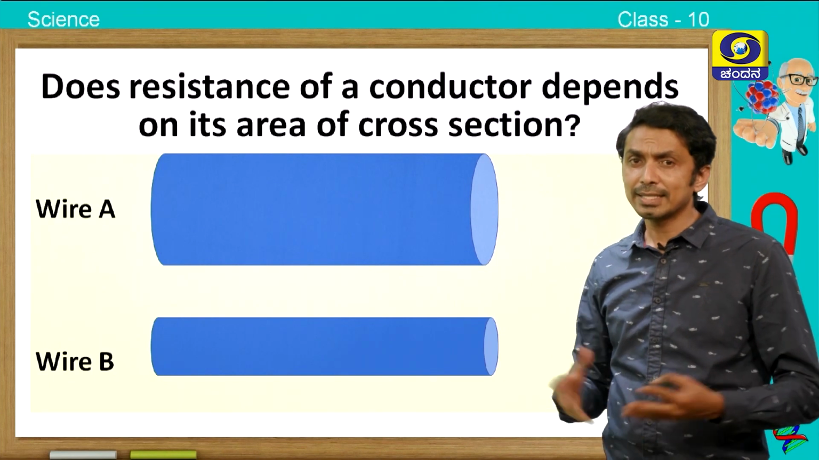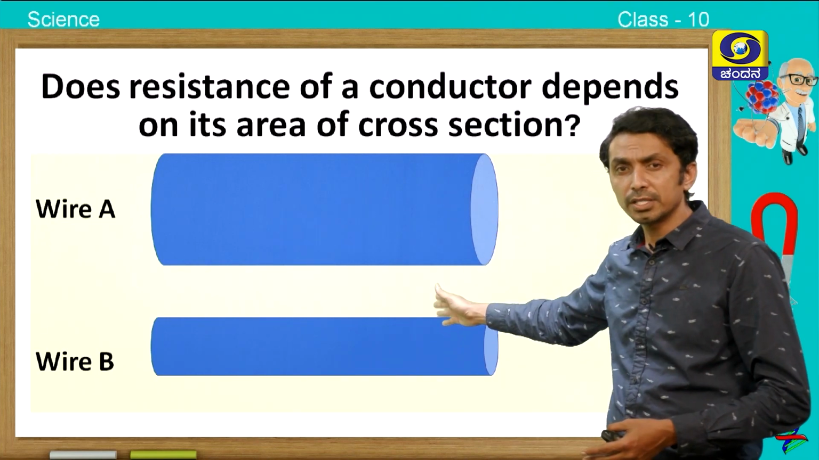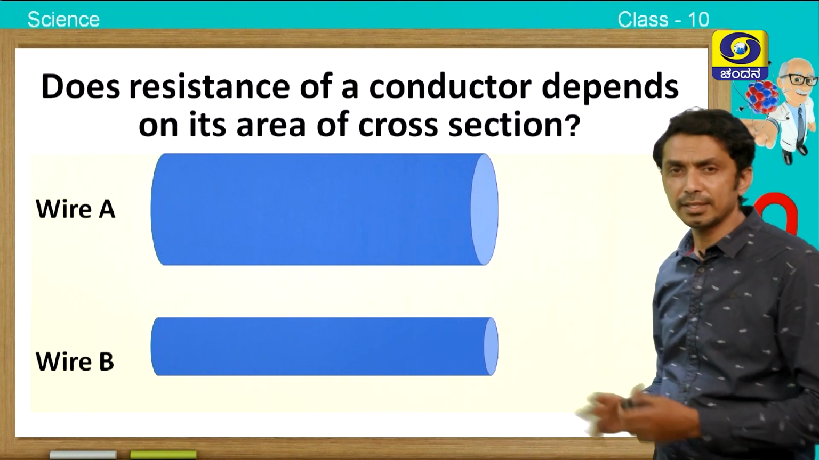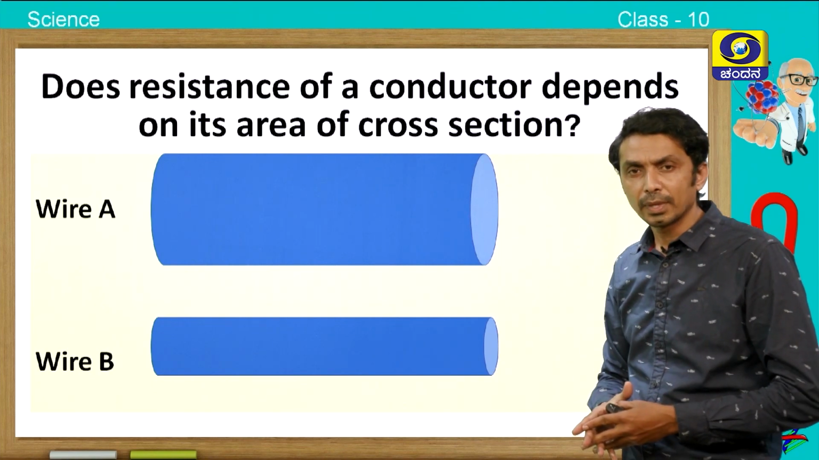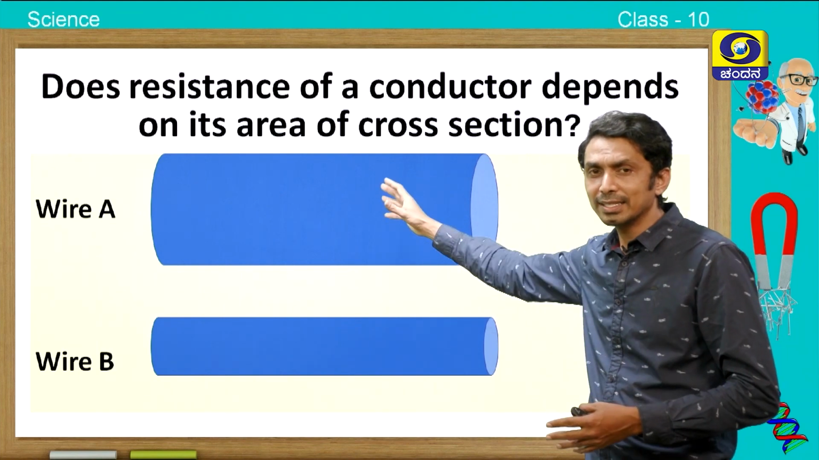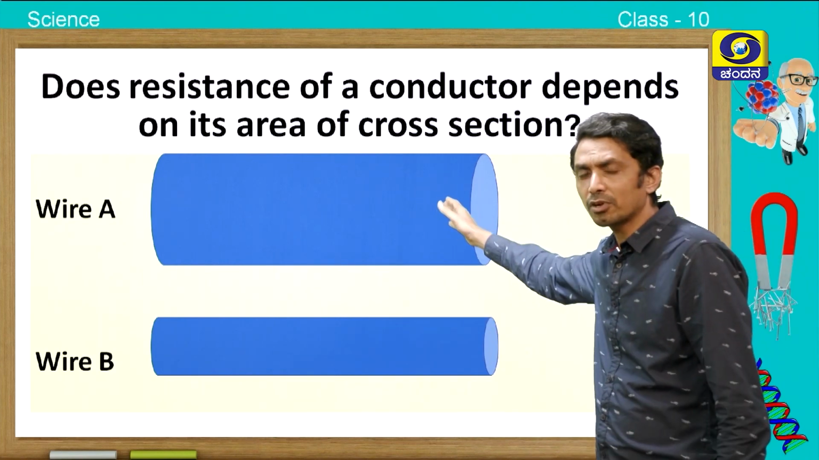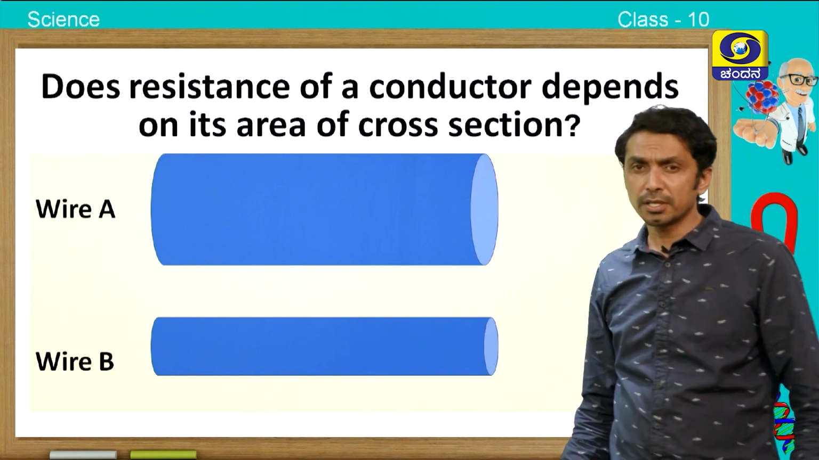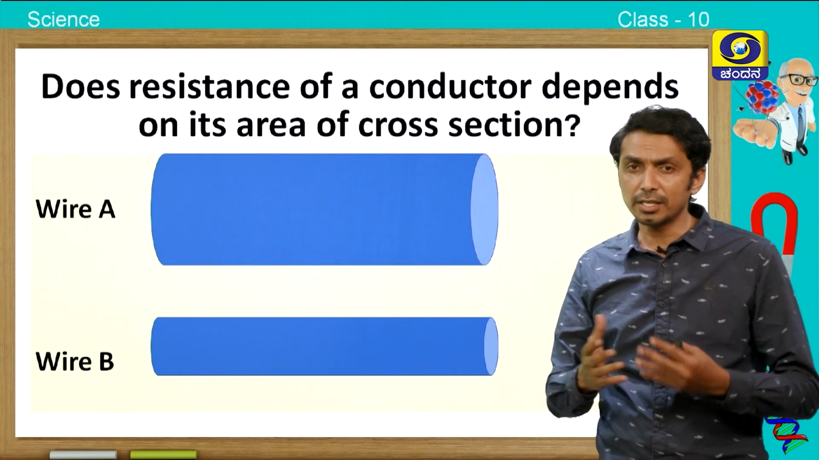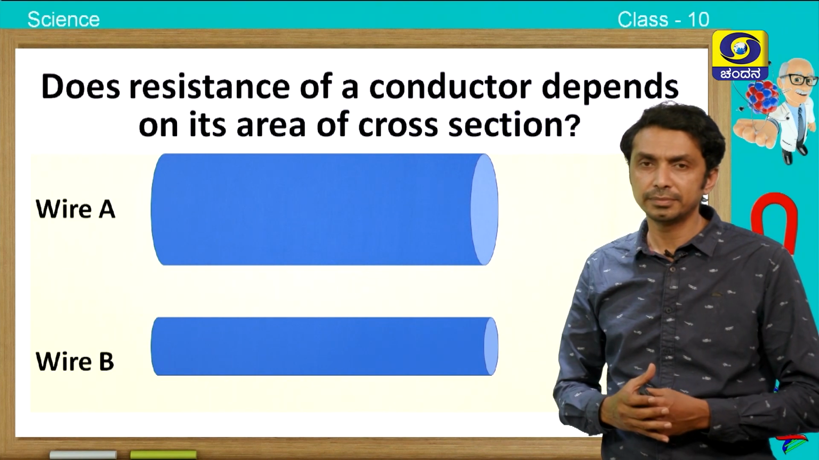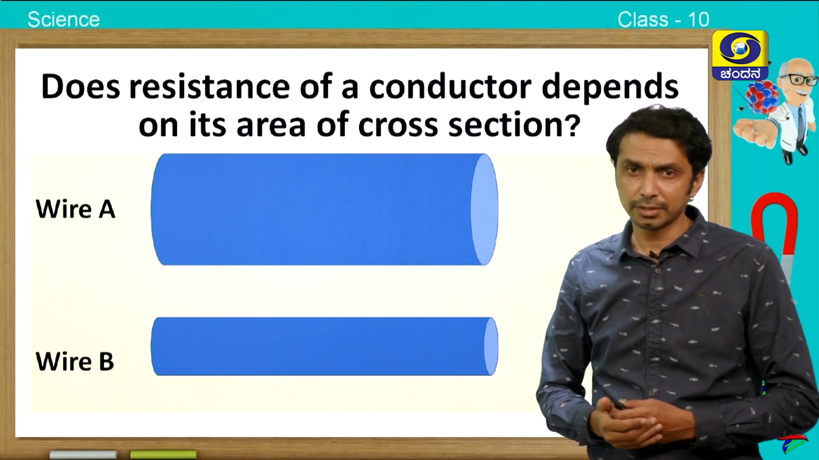Children, here is a question. Does the resistance of a conductor depend on its area of cross section? As you can see, these two wires are made of the same material, and what about length? Are they the same? Yes, the length is also the same. What is different in these two wires? Yes, wire A is thick whereas wire B is thin. So that means the area of cross section is more. My question is, if two wires are made of the same material, will the resistance vary in this case? What do you think, children? Yes, you are absolutely right. Come, let us see whether what you have thought is right through this activity.